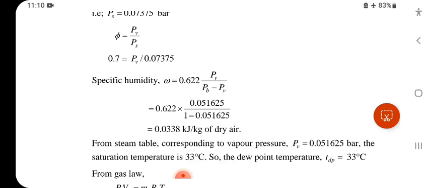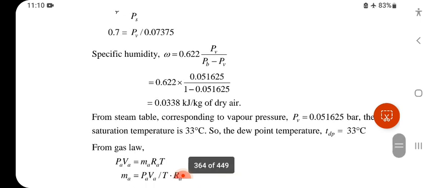The specific humidity formula is omega equals 0.622 PV divided by PB minus PV, that is, vapor pressure divided by barometric pressure minus vapor pressure. The barometric pressure is 1 bar. From the steam table, corresponding to the vapor pressure of 0.051625 bar, the saturation temperature is 33 degrees Celsius. So, the dew point temperature is 33 degrees Celsius.